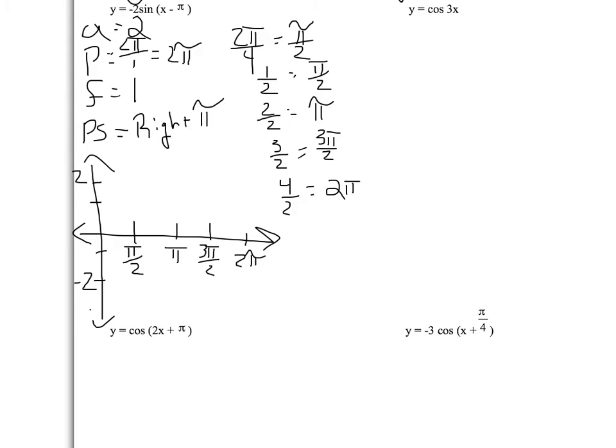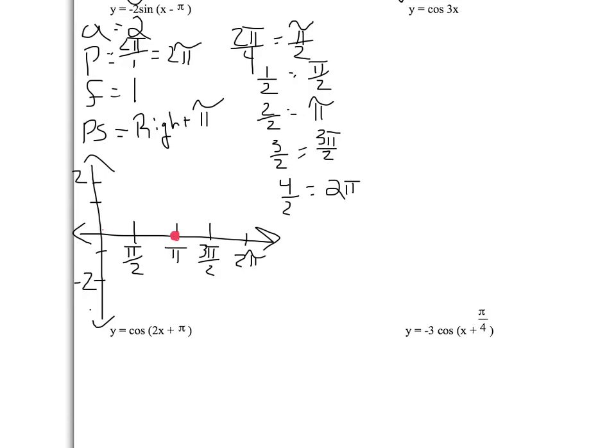Alright, so a sine graph usually starts at 0, 0, but I have a phase shift. My shift is to the right pi. So instead of putting my first dot at 0, 0, I'm going to move it all the way to the right pi. And then I go from that dot on.